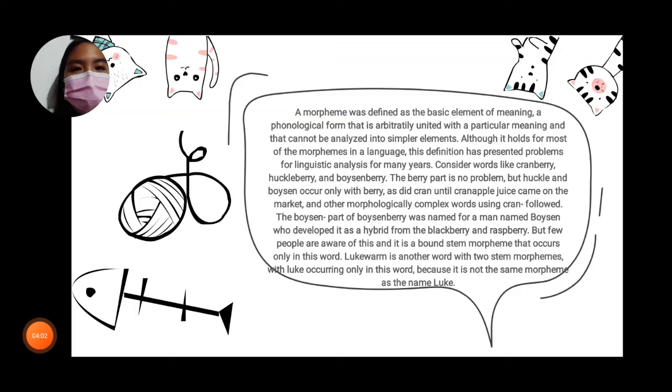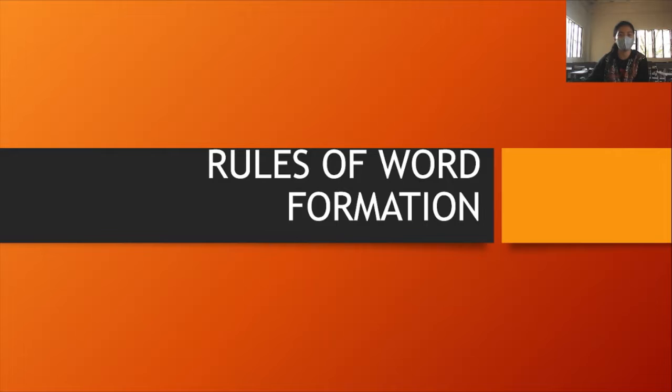A morpheme was defined as the basic element of meaning, a phonological form that is arbitrarily paired with a meaning. Good day, I am Junaiza Ampuan, and I will be discussing rules of word formation.